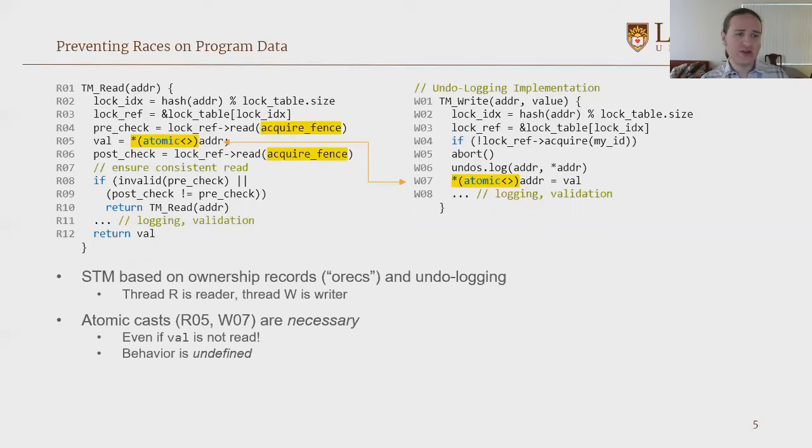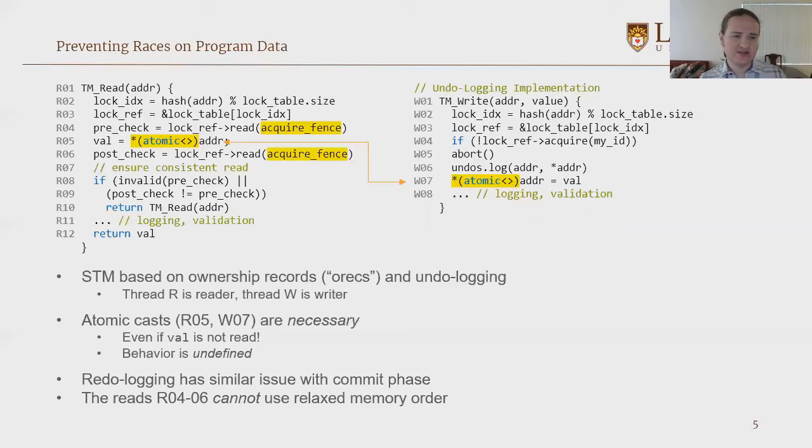The fact that the reader is going to detect the race and avoid using the read value is irrelevant. According to the C++ model, there's no stipulation about, oh, it's okay if you don't use the variable. No, it just says, if there's a data race, behavior is undefined. So this example presents an undo logging implementation, but redo logging has a similar issue in its commit phase.